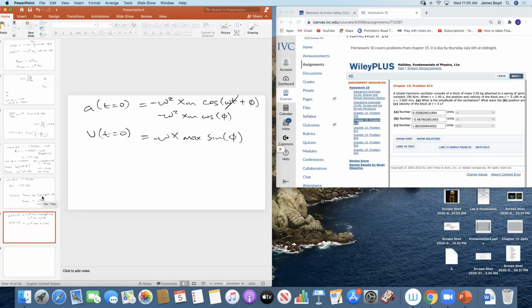Oh, they want position. I'm sorry. The position when time is equal to 0 is x max cos of phi. So let's do that one. Sorry, guys, I wasn't paying attention.